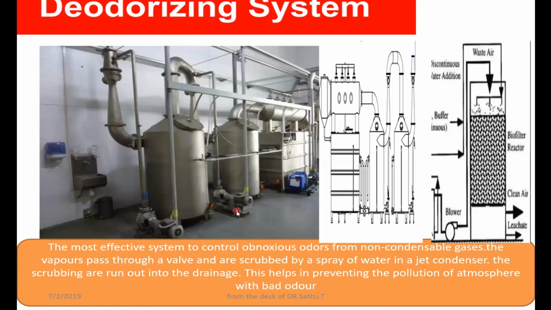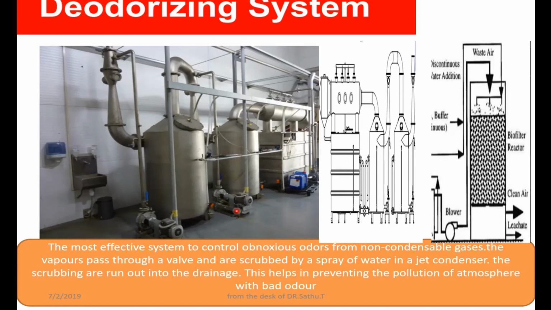The problem that we normally come across is the bad odor that comes out of this rendering process, so we have to remove that bad odor. We can go with the deodorizing system. There are different methods we can use. Normally we get two types of gases: condensable gases and non-condensable gases. The condensable gases will condense and go to the effluent treatment plant, or it can be chlorinated and sent to the soak pits.